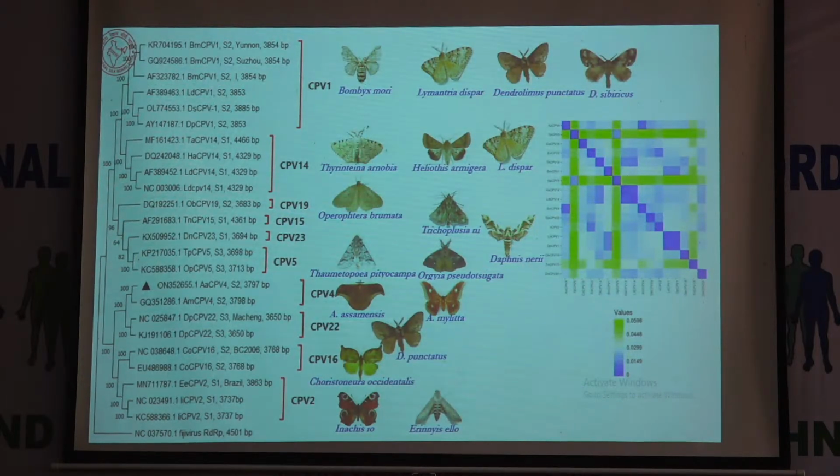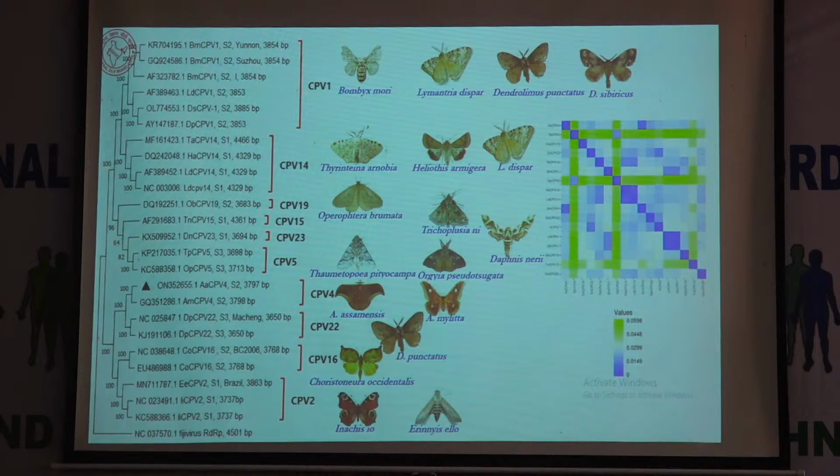Then let us see the relationship between cypovirus 4 and other cypoviruses. For that, we have to develop a phylogenetic tree based upon the RdRp molecule. As you can see here, all cypovirus 1 form the same clade. They infect Bombyx mori, Lymantria dispar, Dendrolimus punctatus and Dendrolimus sibiricus. These are all lepidopteran insects, and these are all agricultural pests.